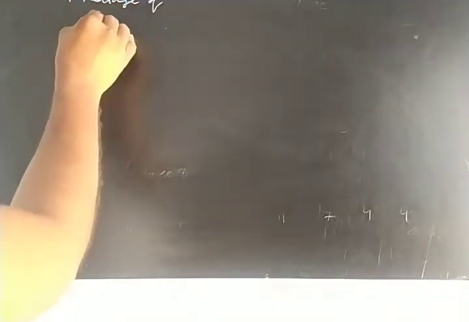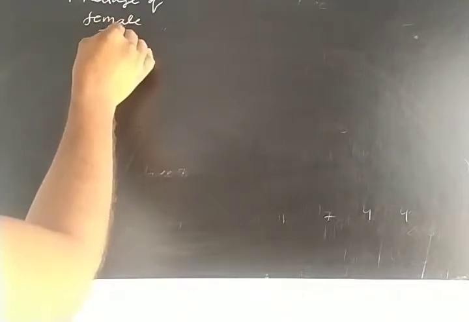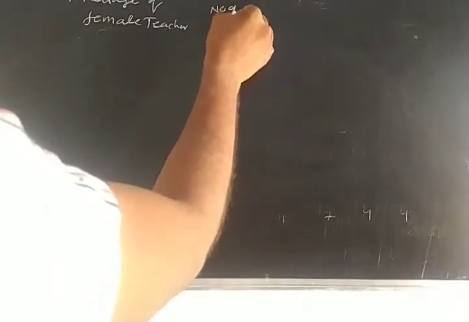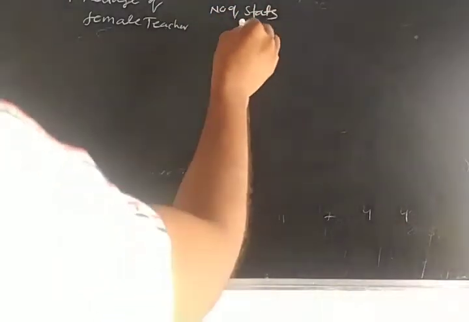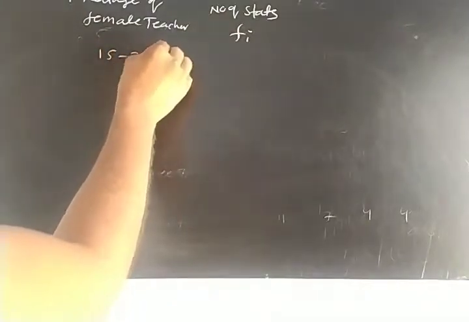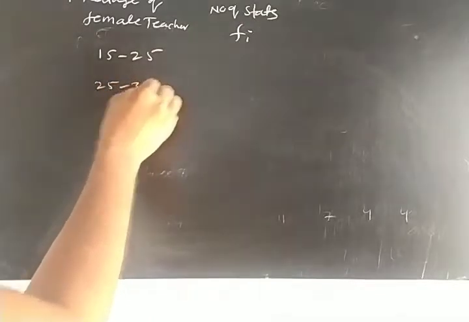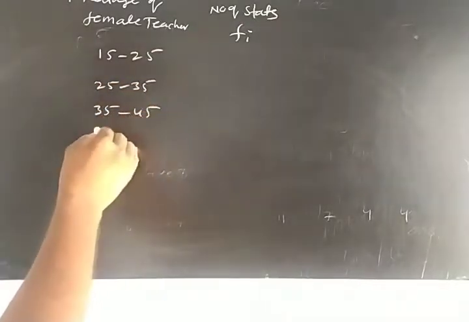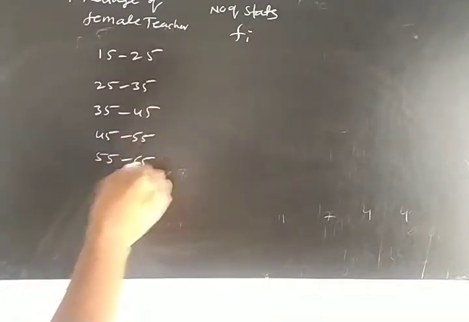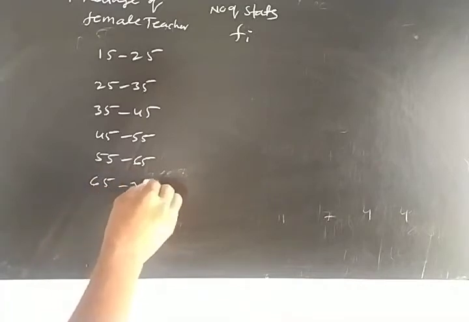So what is given? Percentage of female teachers. Here, number of states, I am taking as fi. So the class intervals are 15 to 25, 25 to 35, 35 to 45, 45 to 55, 55 to 65, 65 to 75, 75 to 85.